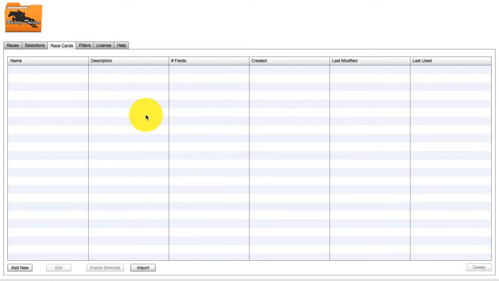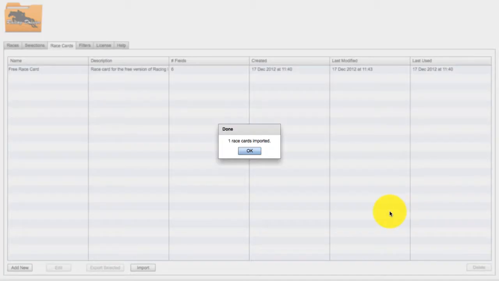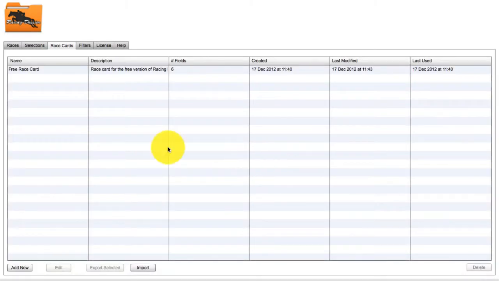So this is what you'll see. Press the import button down at the bottom of the screen, select the race card, press OK, and as you can see the race card is imported. Now if you click on that race card you can then go and edit it.